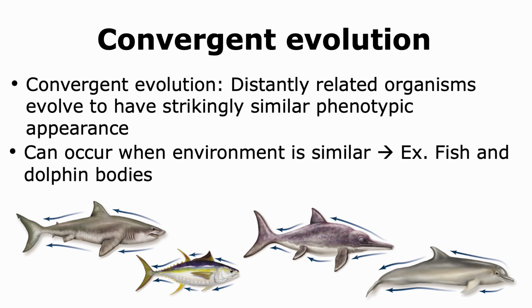For example, when we look at the bodies of fish and dolphins, even though one is a mammal and the other is not, their body structure is very streamlined and similar to each other. This is because both of these organisms live in water, and living in water provides the environmental pressure that requires the body to be streamlined in order to survive in this environment.